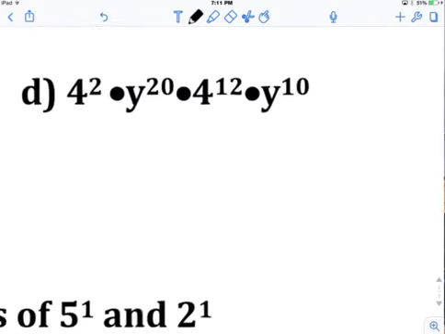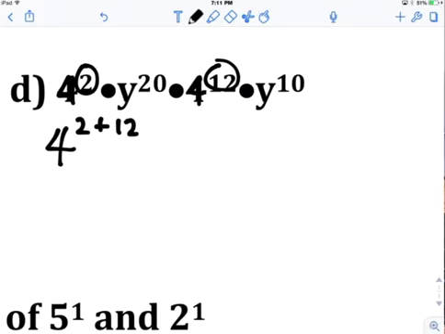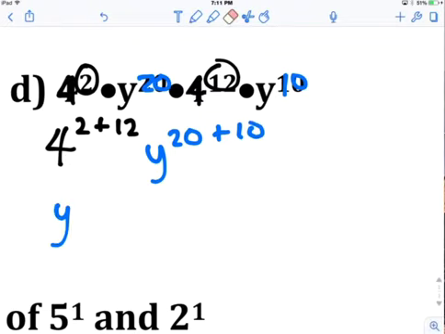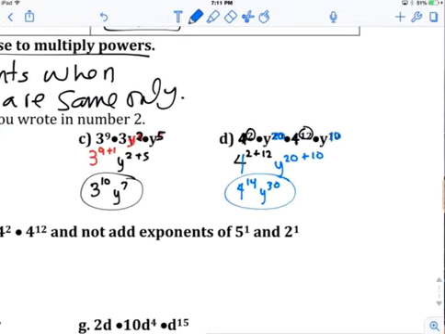Okay, and then this right here, hey, this base are the same. 4 and 4. So we have the 2 and the 12. 4 to the 2 plus that 12. And then y to the 20th plus the 10. Okay, so y to the 4 to the 14. And y to the 30th. That's our answer.